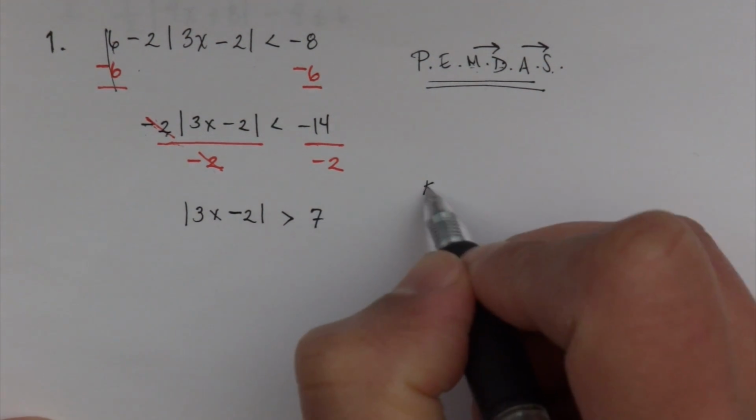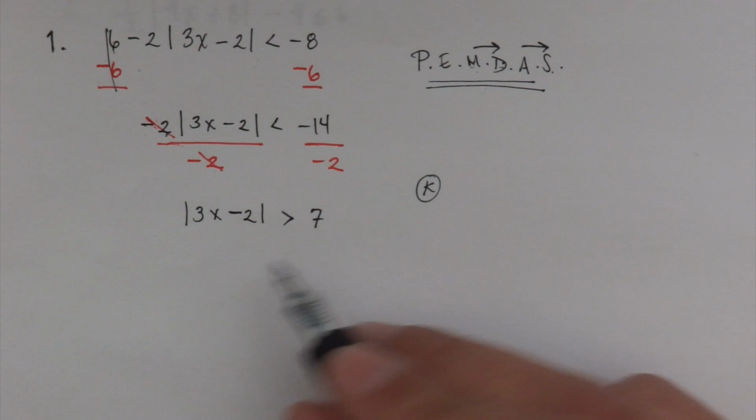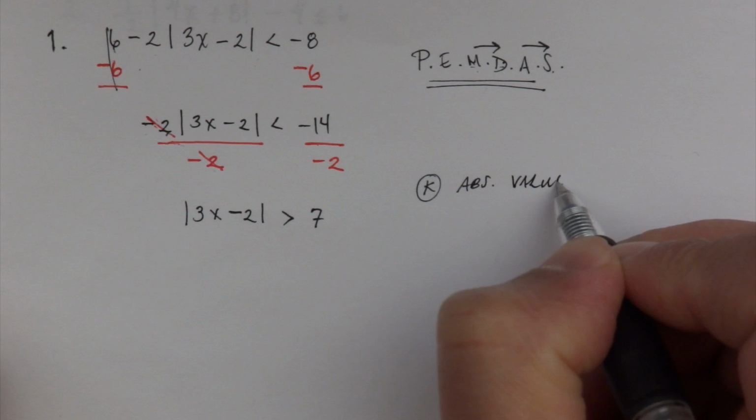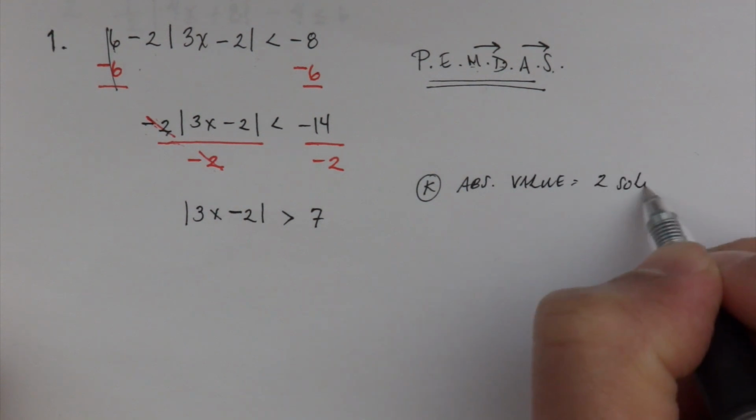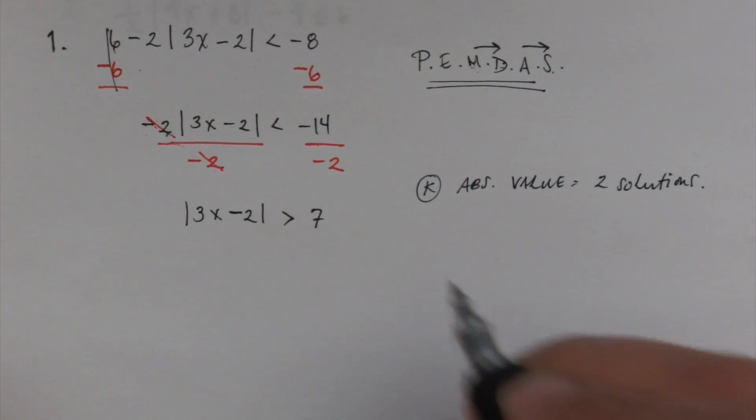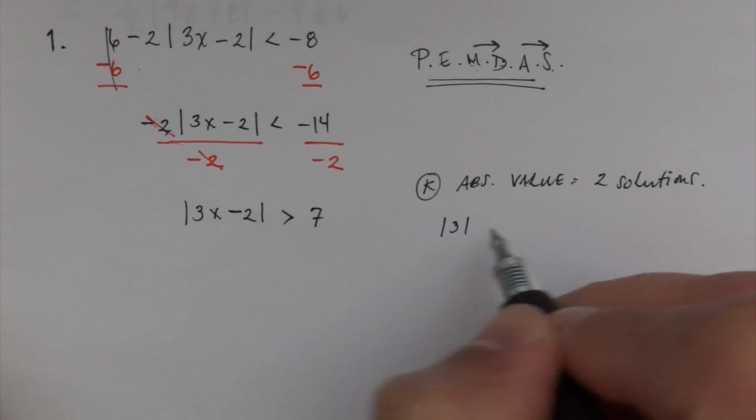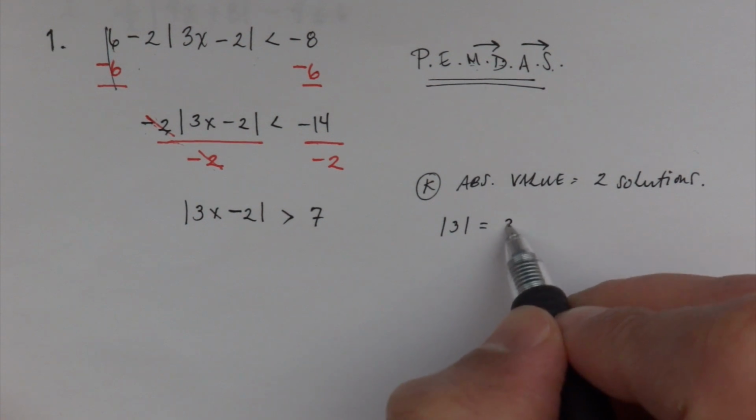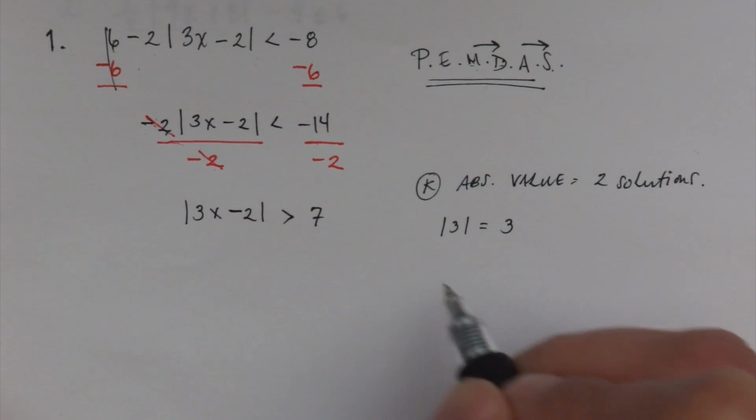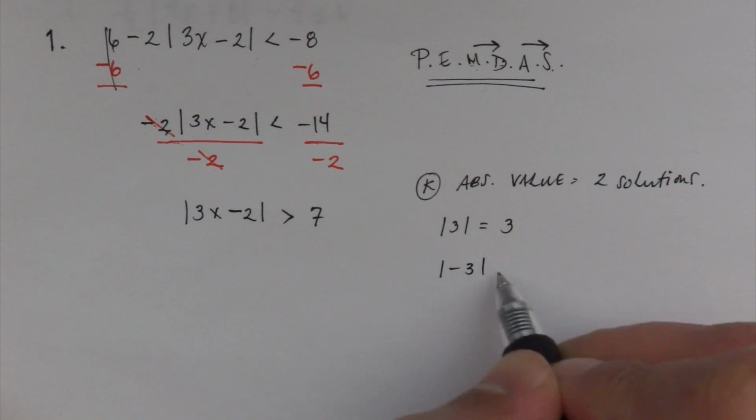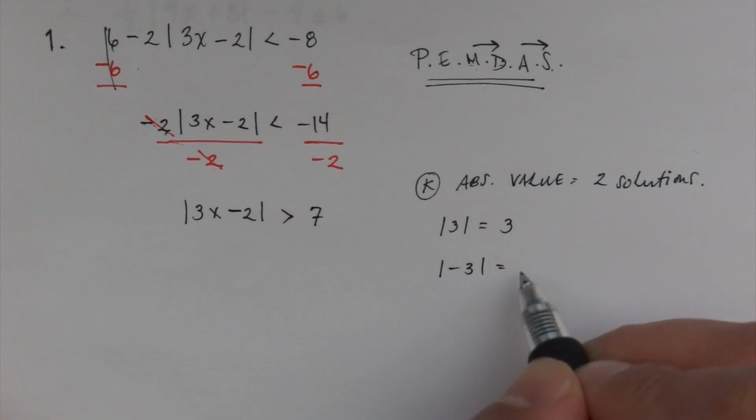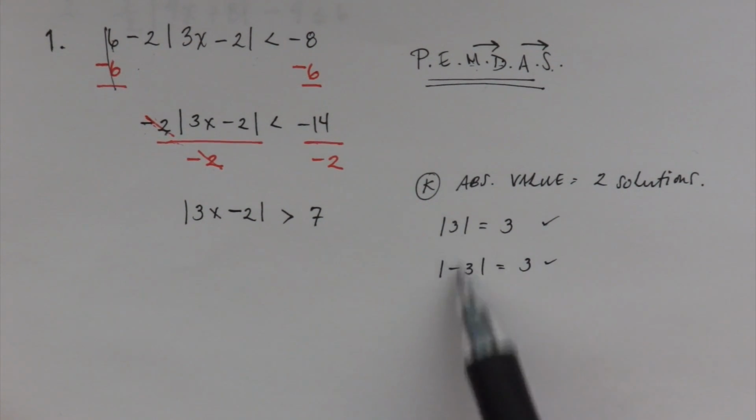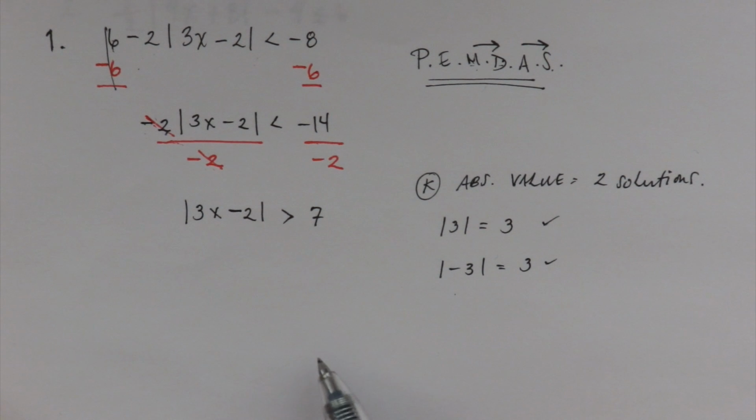One thing I want you to always remember, which is key: absolute value has two solutions. Why is that? Remember, absolute value is the distance on the number line from 0. If I ask you what's the absolute value of 3, that's 3. It's 3 units away. What about the absolute value of negative 3? Still the same thing, it's 3. So we have two solutions, and this is very important when we're solving these absolute value inequalities.